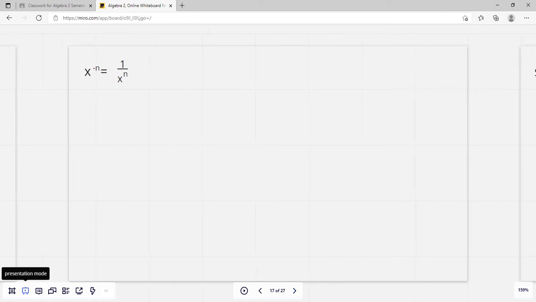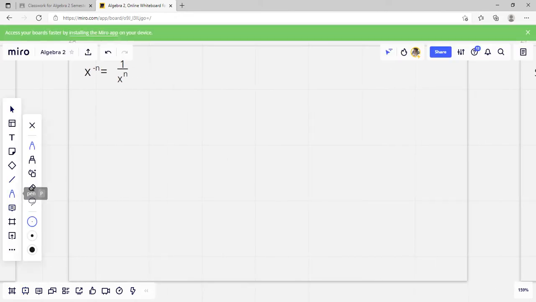Alright, so the first theorem that we're going to learn is the negative exponent theorem. And basically this is x to the negative n equals 1 over x to the n. Basically all this is saying is that when you have a negative exponent, you just move it to the other side of the fraction, okay? So when you move an exponent up or down, it changes the sign on that exponent.